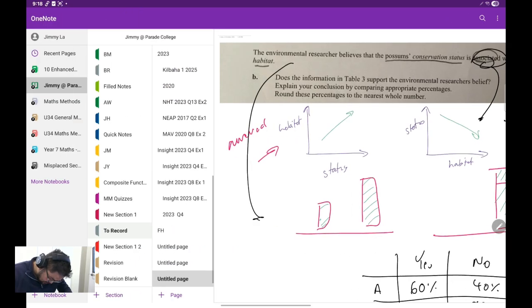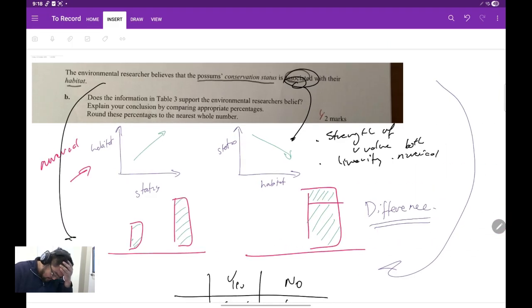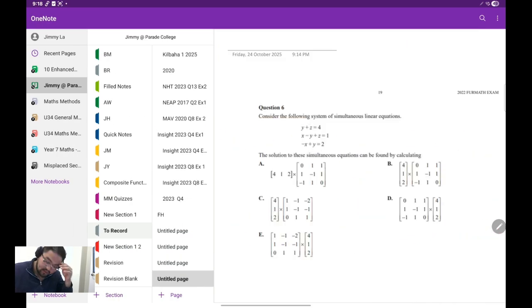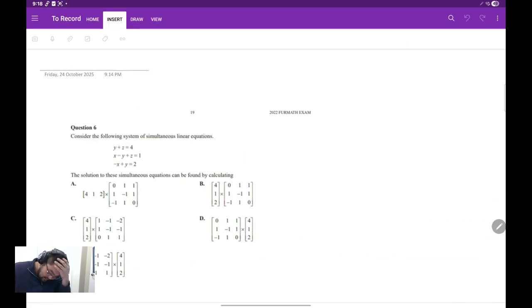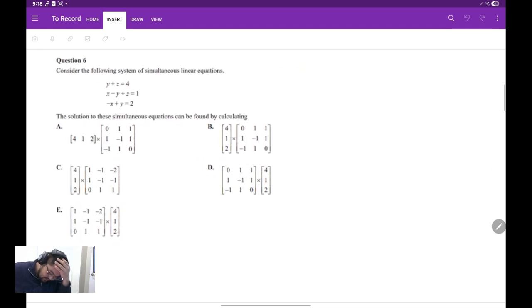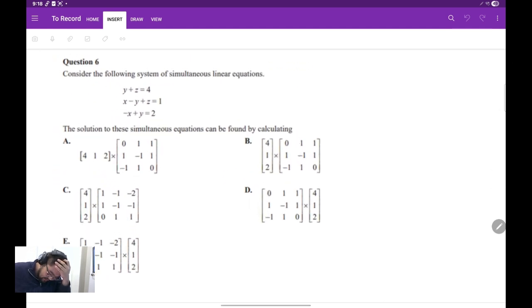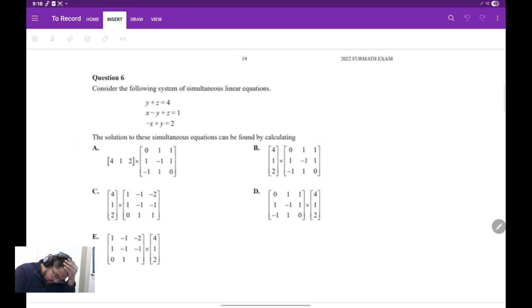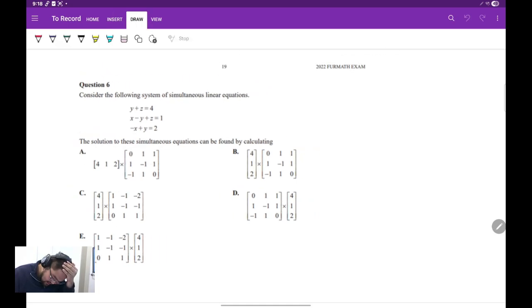All right, and the last question that I'd like to do is relating to matrices. So we've got a matrix question here. It says, consider the following system of linear equations, and we've got some sort of equation that we're trying to solve. Okay, so what I would first do is I want to first understand that my natural matrix system is solved by doing AX is equal to B. And at the end of the day, I want to get my X by itself.